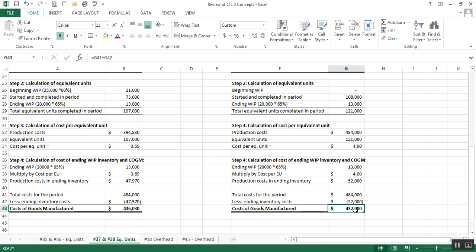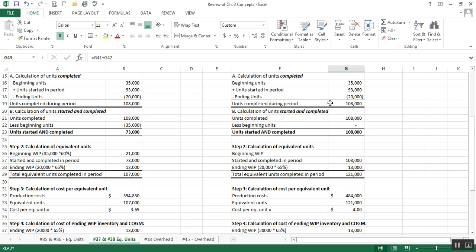And again, these two differ because of the way that we calculate our units started and completed and our equivalent units, which assumes zero beginning inventory. I'm going to do the overhead video in a separate video so that it's not too long.